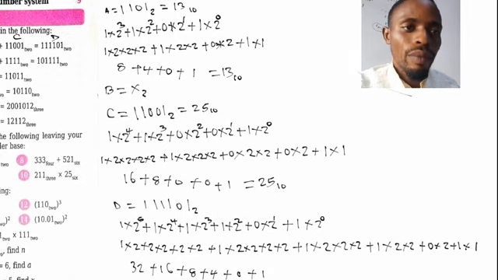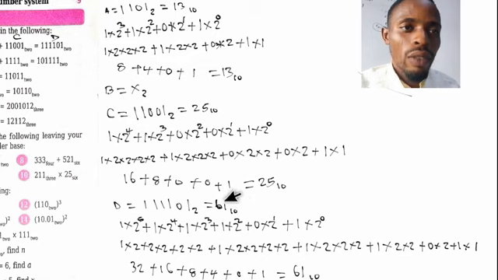So let's add it together. We have 32 plus 16 plus 8 plus 4 plus 0 plus 1. The answer is 61. We have 61 in base 10. So it means that for this one, in base 10 we have 61. Write this very well, 61 in base 10.